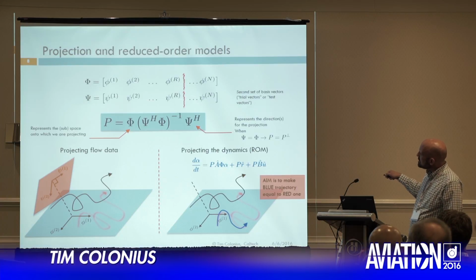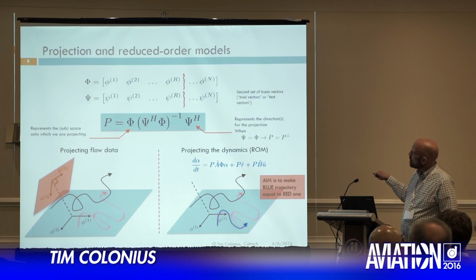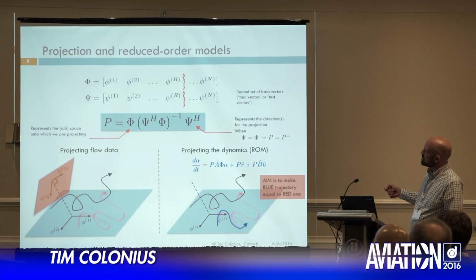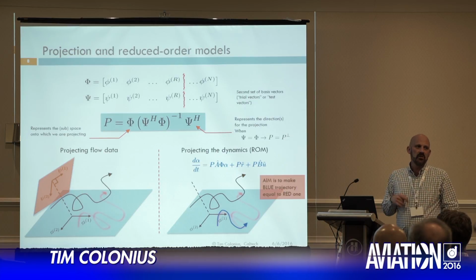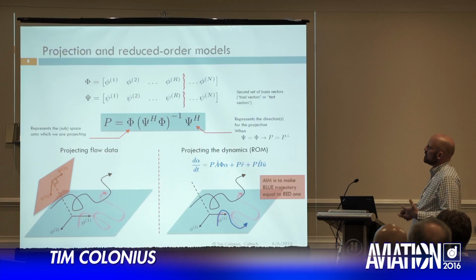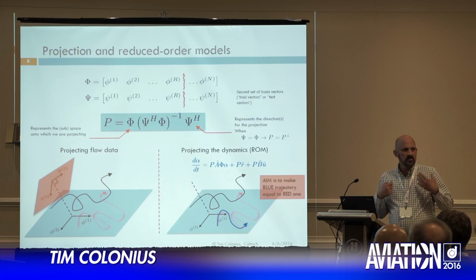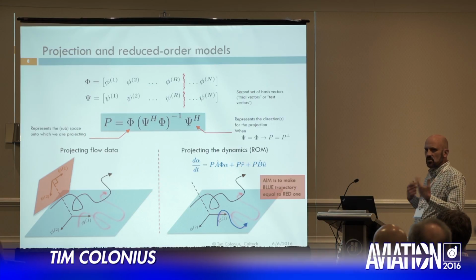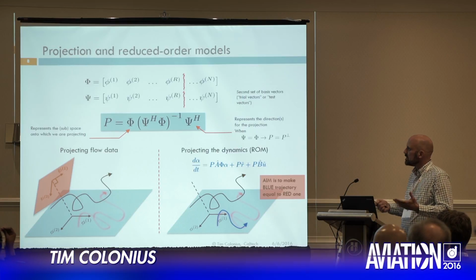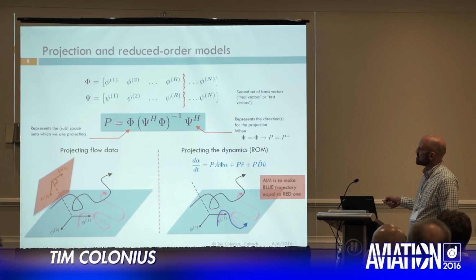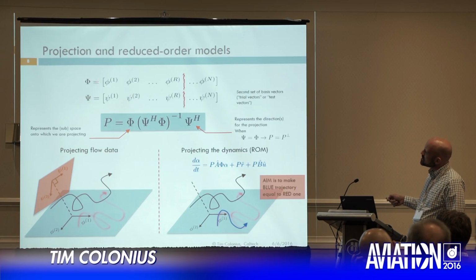I'm going to introduce a second set of basis vectors. We might call these trial vectors or test vectors. I'll call those psi. And what I'm going to do is I'm going to project my flow data onto a subspace. So in working with these finite dimensional vectors, this all boils down to doing some linear algebra. We can write down a projection matrix, basically, which is going to project any vector into a subspace that's spanned by the first r of these phi modes.